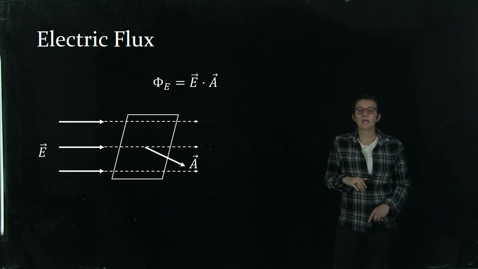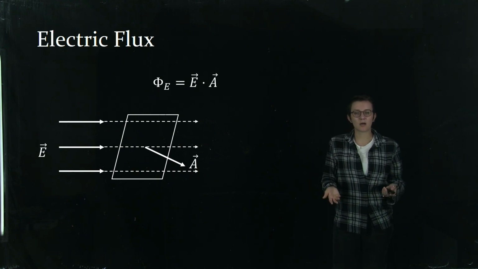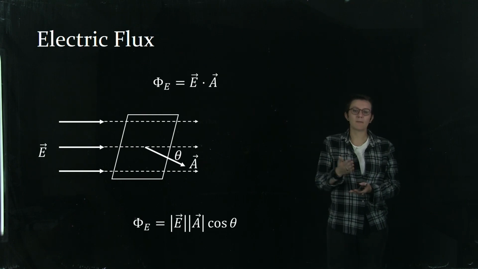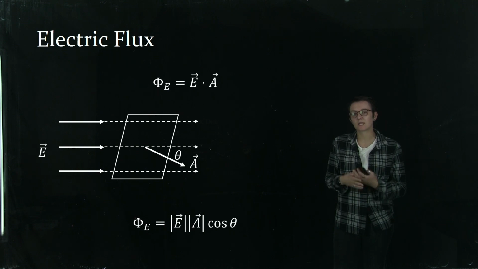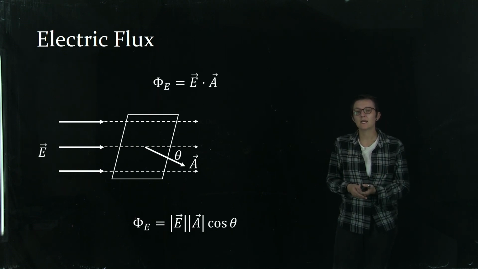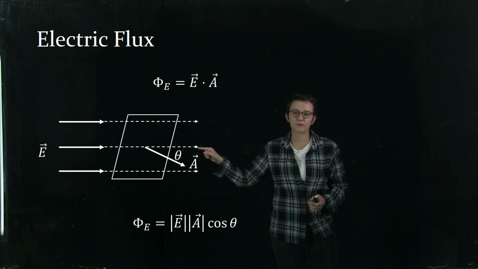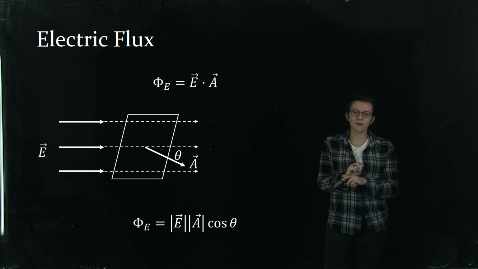And if I want to calculate my electric flux, I can go to my definition of the dot product, which is the magnitude of E times the magnitude of A times the cosine of the angle between the two vectors, which gives you your dot product between E and A. And so here I have identified theta. That's my angle between the electric field and the area vector if they were placed tail to tail.